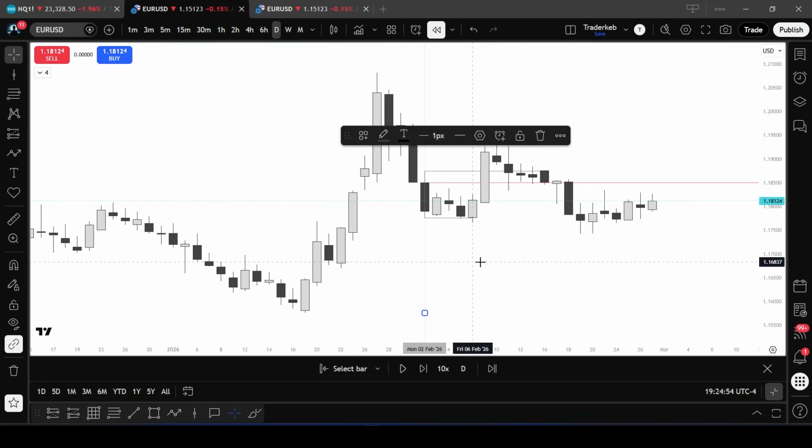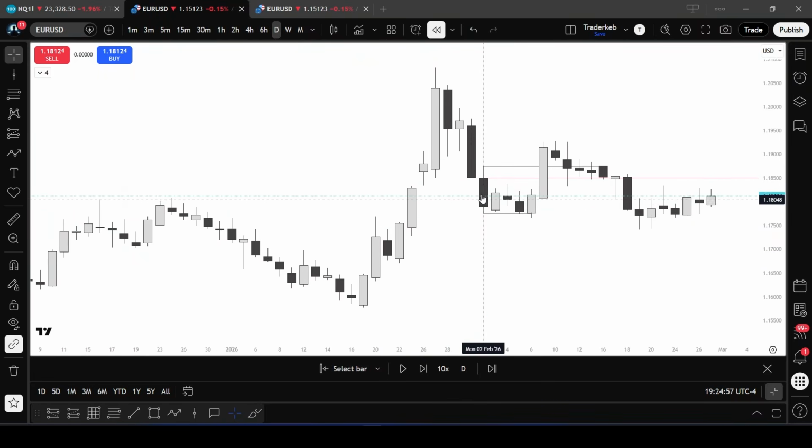On the daily time frame, this is the daily candle. You have Monday, trade from where? From no key level, right? Friday did not present any reversal from a key level. There was nothing that can give you the confidence to trade Monday.